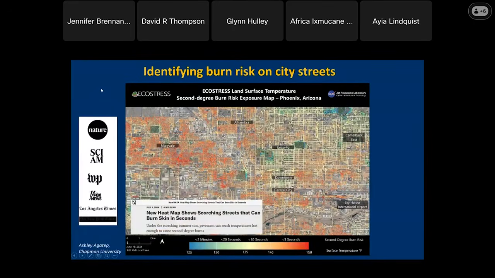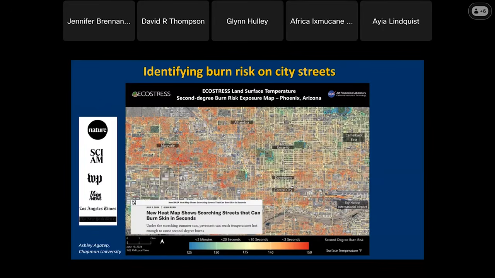Then moving on to urban heat, this has been a particularly useful and vital part of our mission over the last couple of years in monitoring fine-scale urban heat variability to help city local officials with their heat mitigation efforts, but also to give warnings on hotspots in certain regions in different cities. So this is a really nice example from our summer student Ashley Agatep at Chapman last summer.